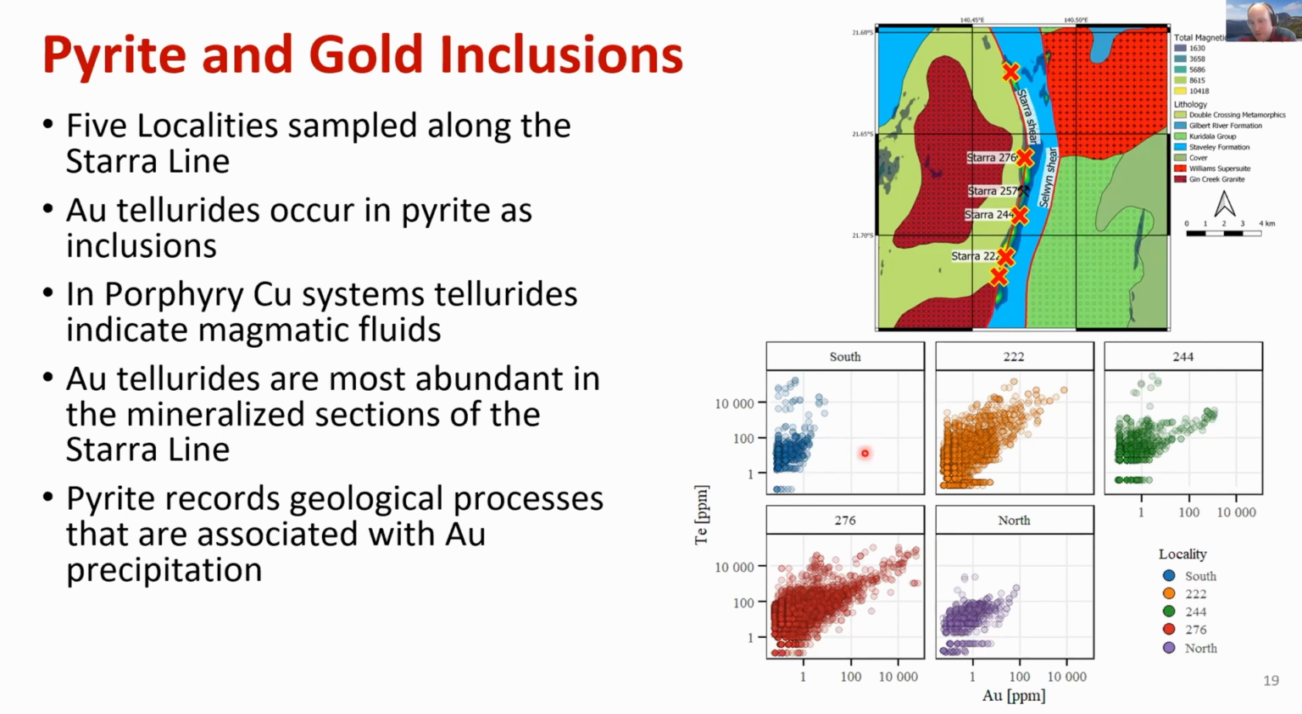And we also see that pretty much most of the gold that I find in pyrite at Starra is associated with tellurium, while there's some tellurium which is not associated with gold. It's probably something like the melanite I saw, where it's tellurium together with nickel.